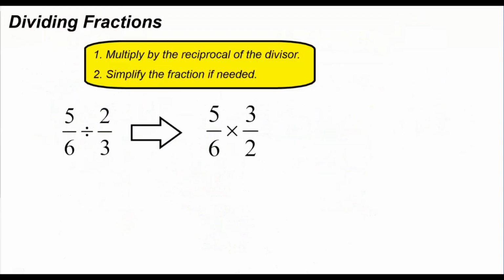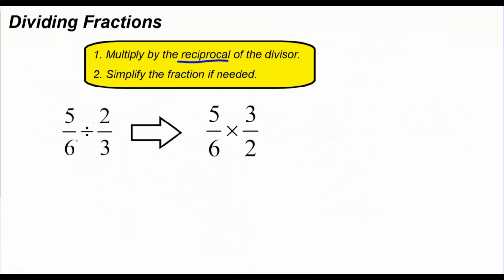How do we divide fractions? We are going to multiply by the reciprocal of the divisor. Now remember what that reciprocal is when we talked about multiplication. That is that mirror image, or flipping the fraction over. We're going to multiply by the reciprocal of the divisor and then simplify the fraction if needed.